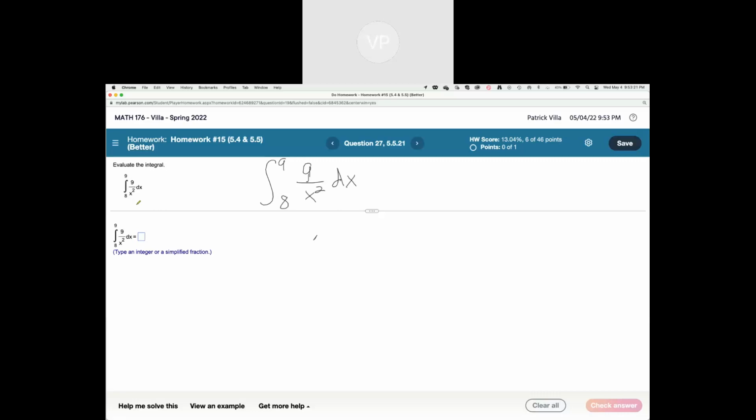Okay, so in this problem, still have to integrate, so I'm going to rewrite this as 9x to the negative 2. So again, what it was when you have an x, a power on the bottom. So now I integrate it. Remember the rule. Add 1 to the power, which makes it negative 1. Then divide by negative 1. And now we get negative 9 over x is what we're integrating from 9 to 8.